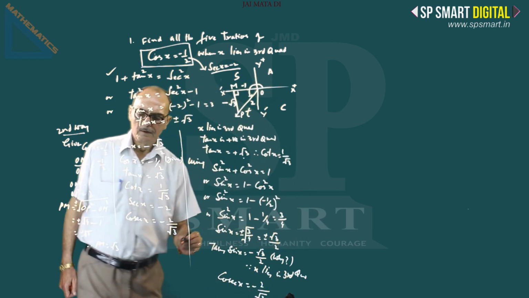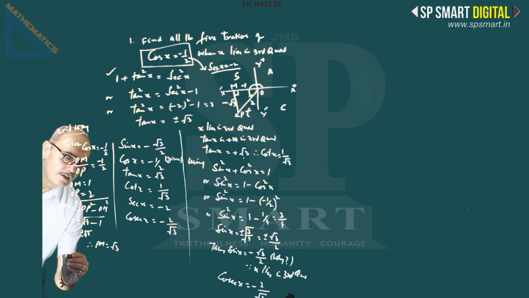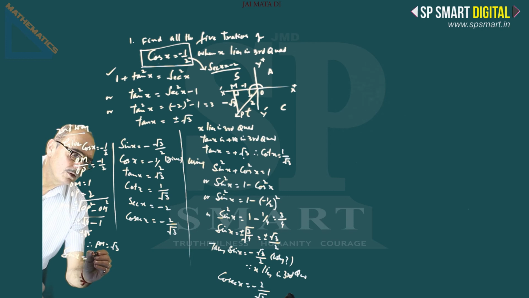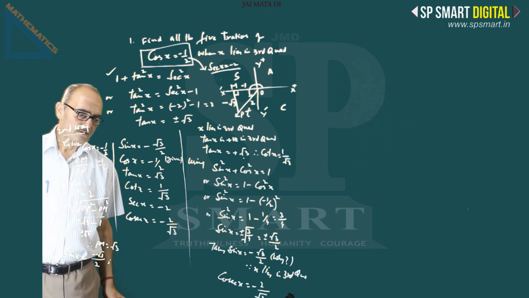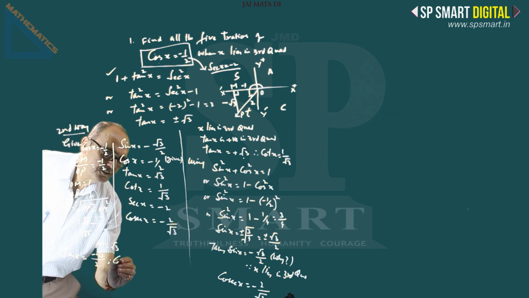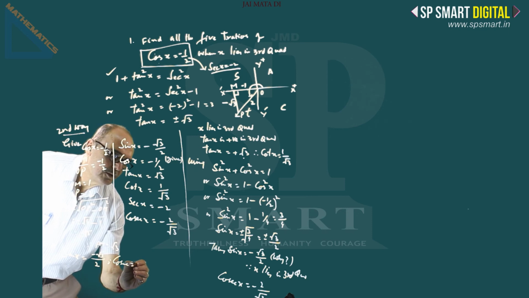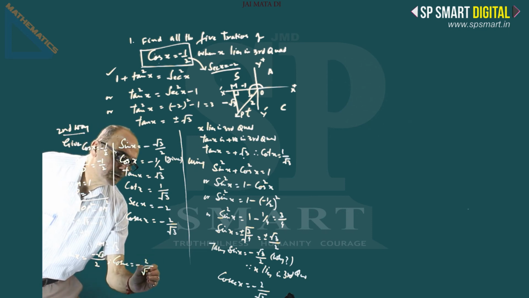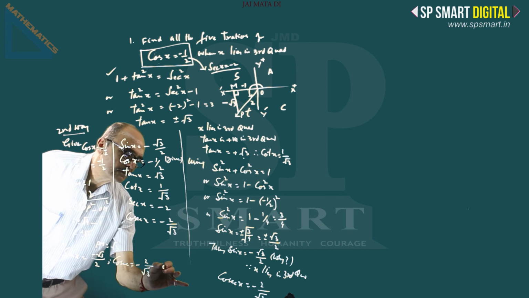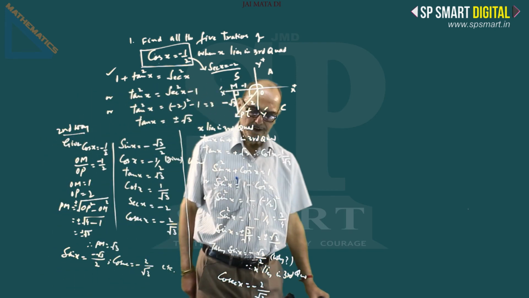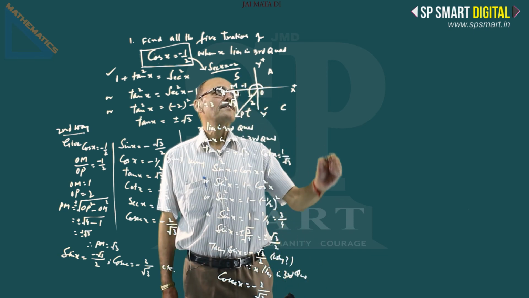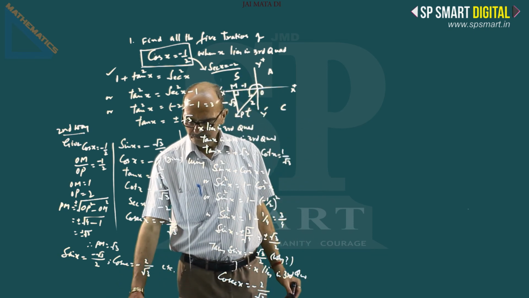For example, we have sine x with perpendicular upon hypotenuse. Cos x is given, cosec x will be minus 2 by root 3, reciprocal of this, and etc. You can find out.